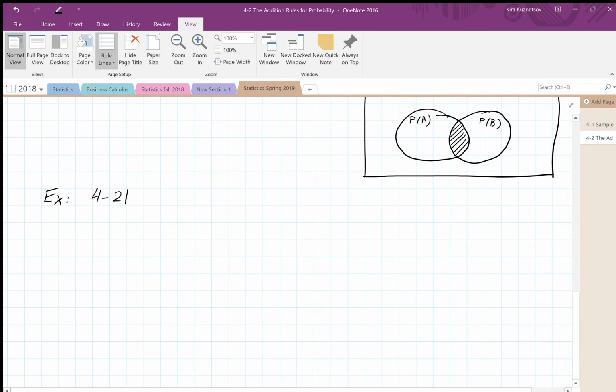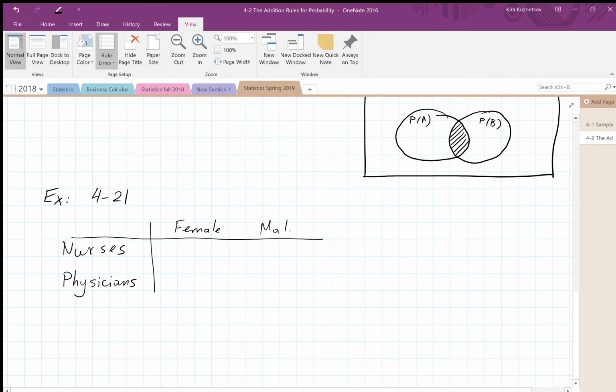And so what I want to do is give it some rows and some columns. So I have nurses, I have physicians. A nurse can be either a female or male. Same thing for the physicians.